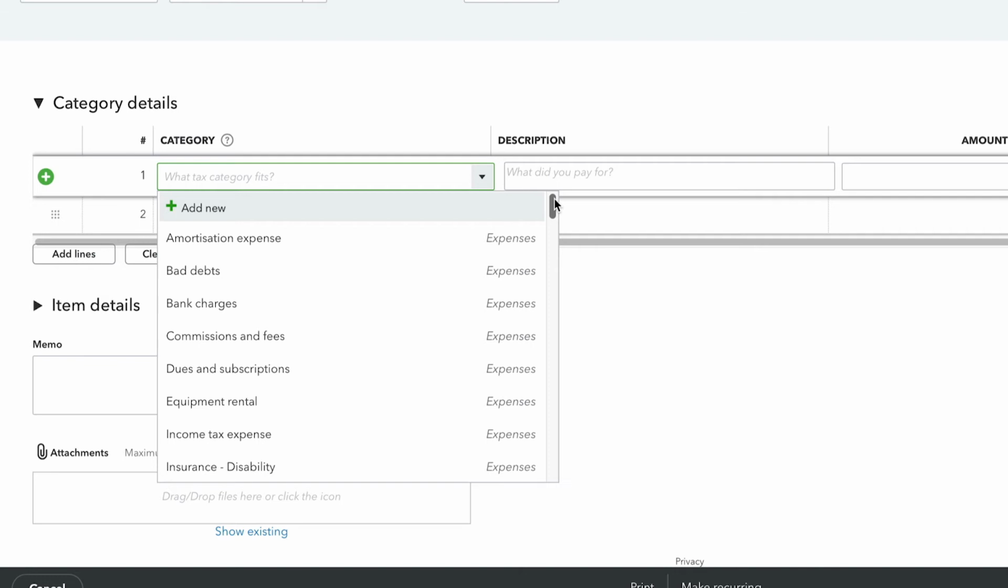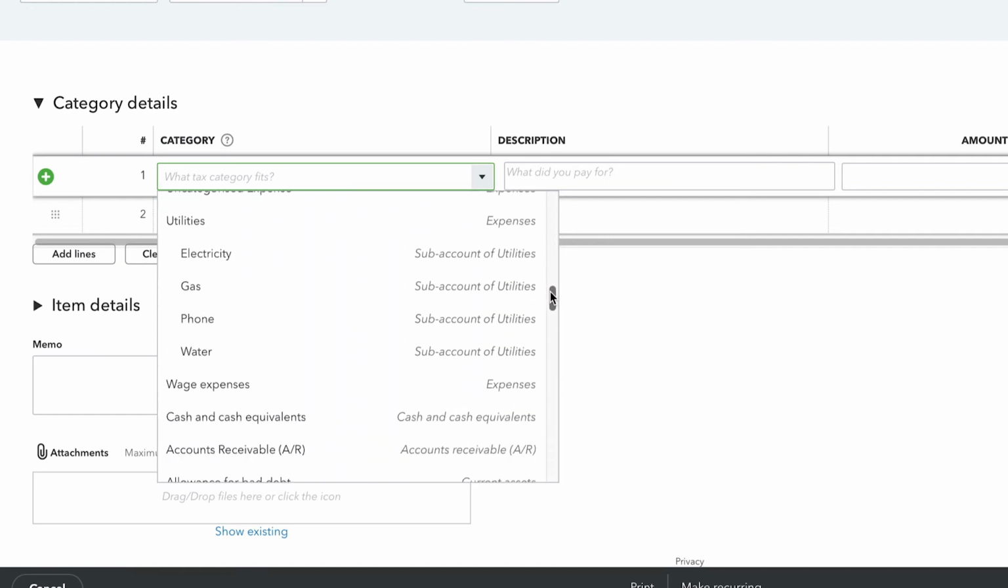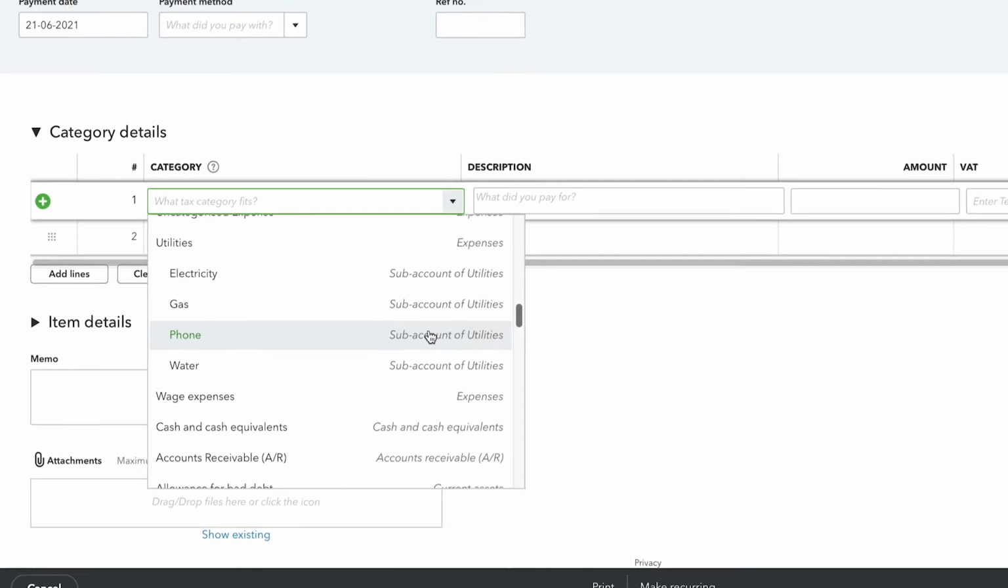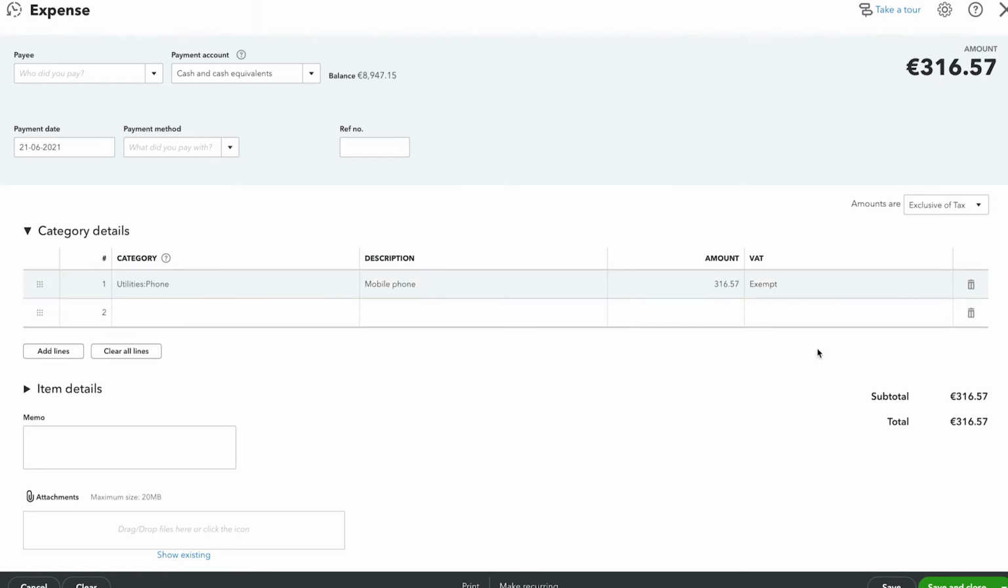Another thing to keep in mind whenever you're categorizing transactions. When you see in your list of options a choice between a parent account and sub-accounts, it's important for you to use a sub-account. This gives you greater control over the level of detail that you see on your profit and loss statement, and it also helps to organize your statements.